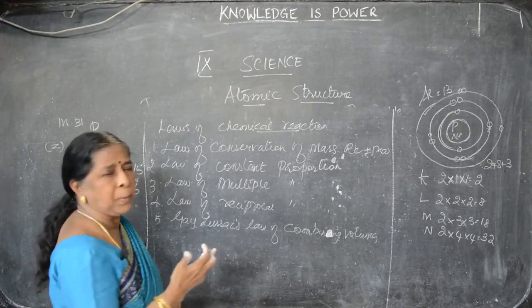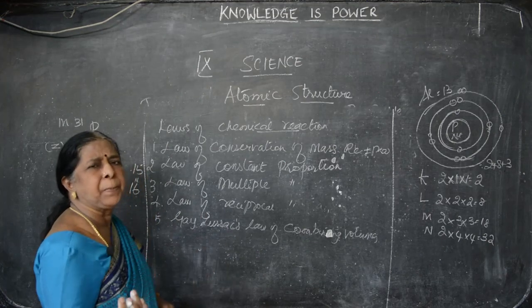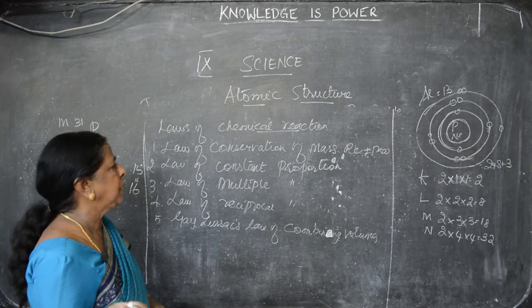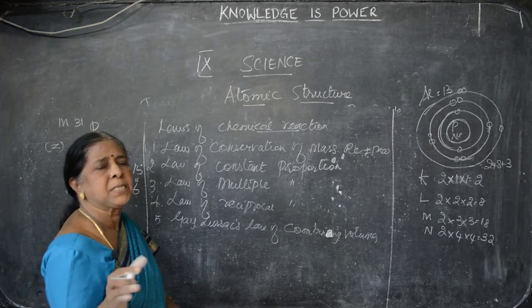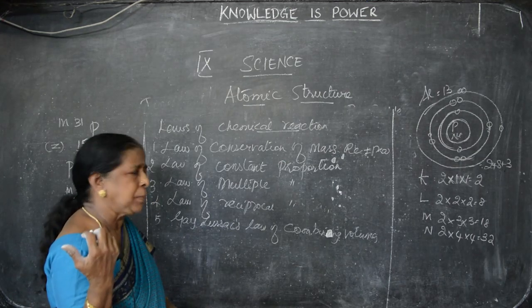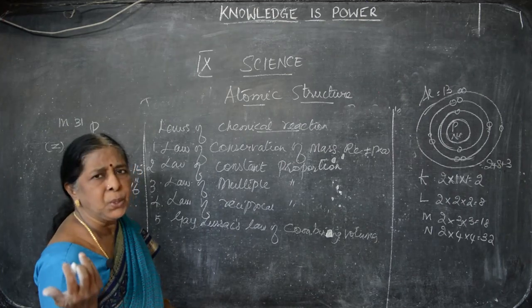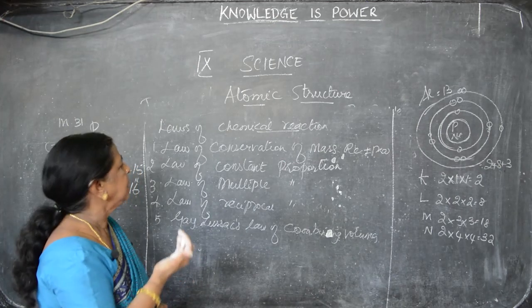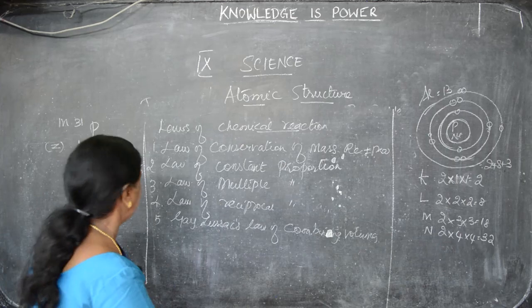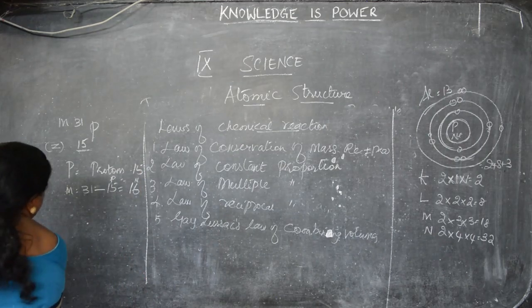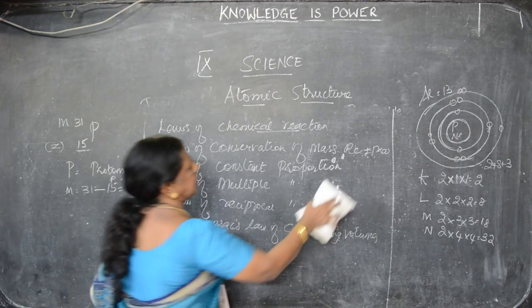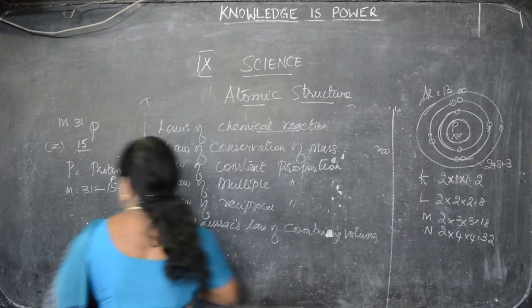Law of constant proportion. Whatever the method by which you prepare the compound, the elements are in a fixed ratio only. For example, water, we prepare it by using many chemicals, the ratio is always the same, 1:2. This is what I said, constant proportion. Now, we have to go to the law of multiple proportion, that is given in our textbook.